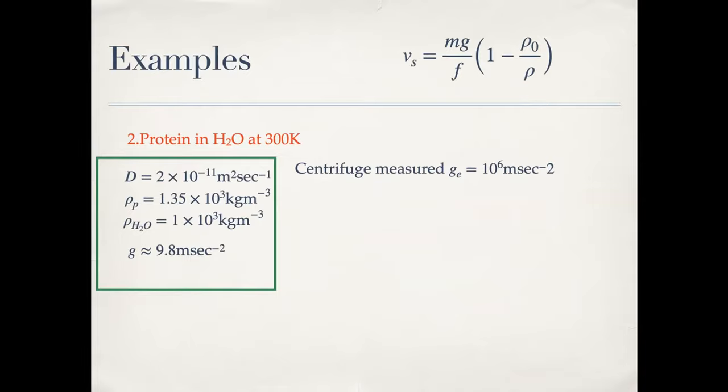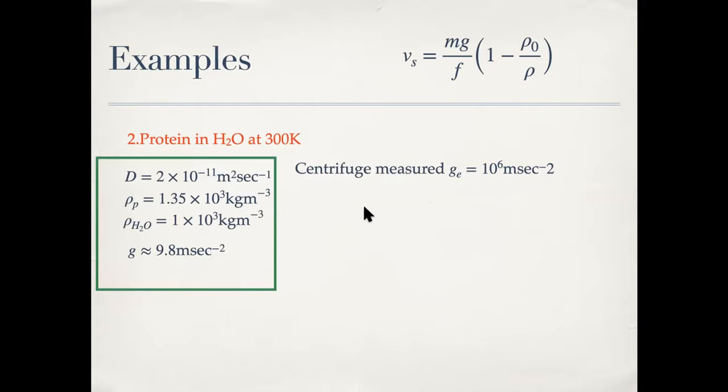And the density of proteins is very similar to the density of hemoglobin. And I will now look at what is happening with this mixture of water and protein in the centrifuge. And the centrifuge's acceleration is 10⁶ meters per second squared.